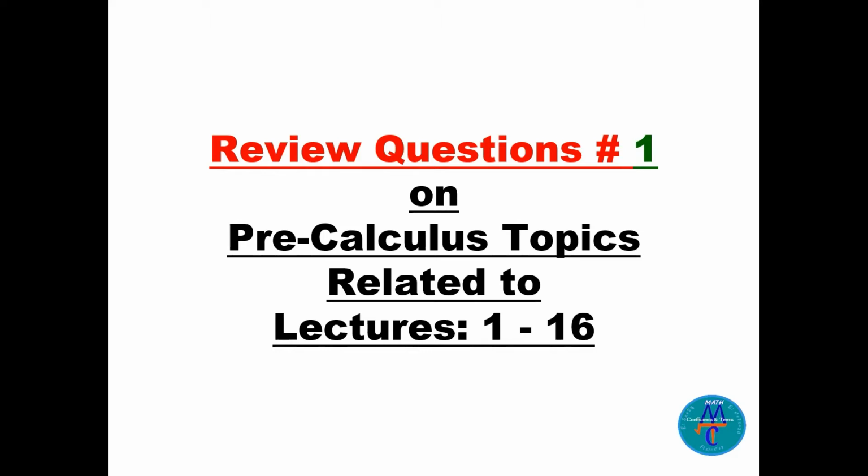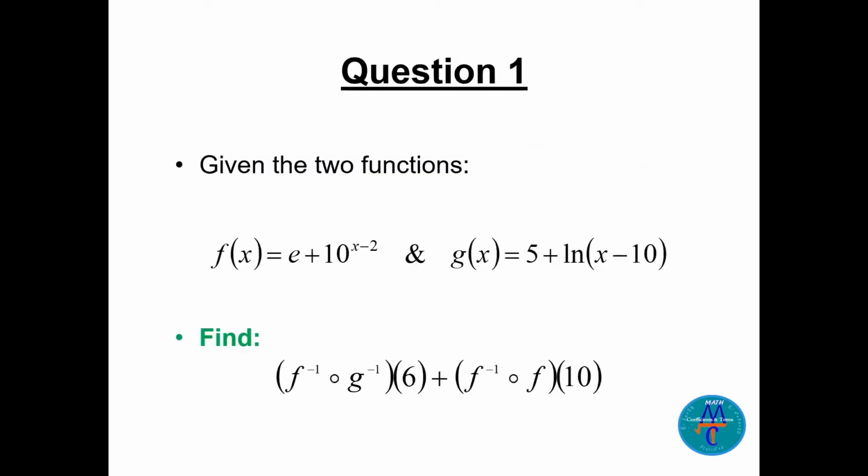This is review questions number 1 on pre-calculus topics related to lectures 1 to 16. Question number 1: given the two functions f of x equals e plus 10 to the power x minus 2, which is an exponential function, and g of x equals 5 plus ln of x minus 10, which is a logarithmic function base e. Let's find f inverse circle g inverse of 6 plus f inverse circle f of 10.